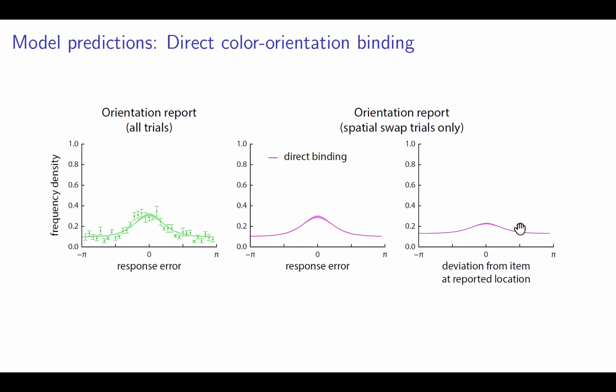And here the distribution should be broader with a smaller peak, with a smaller peak just reflecting the cases where they by chance make the same swap error both for the location and for the orientation response.